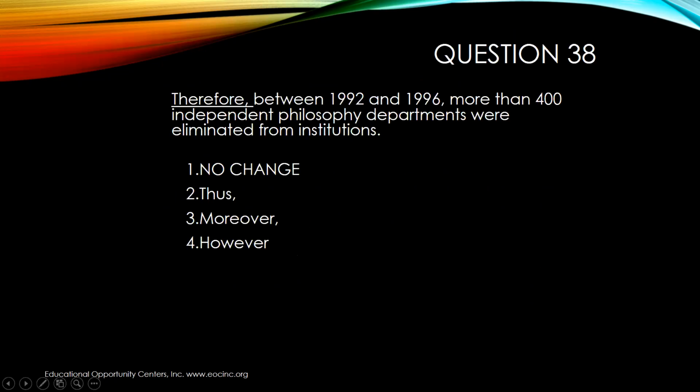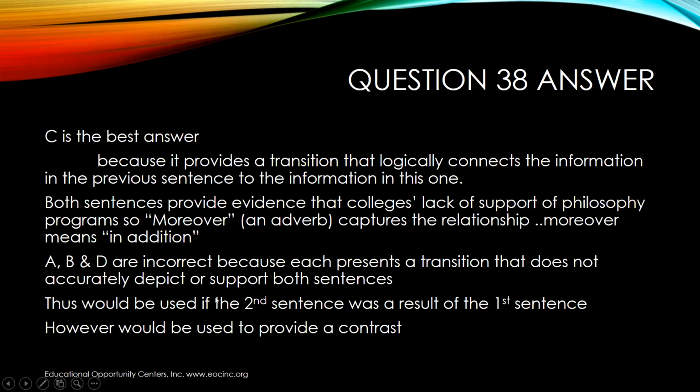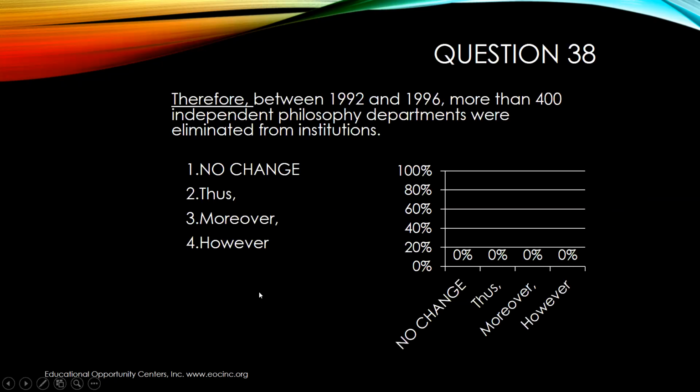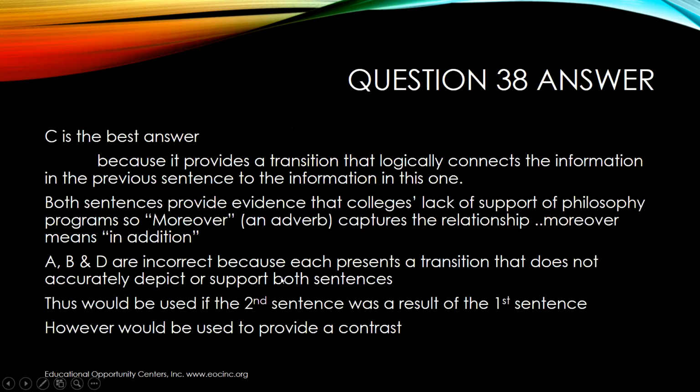Question 38. Therefore, what should we do? Change it, keep it? We have C and A. Correct answer is C. I can see why you would say A, though. I could absolutely see why you would say A. And this is telling you here why. A and the rest of them are not given the transition between the sentences.